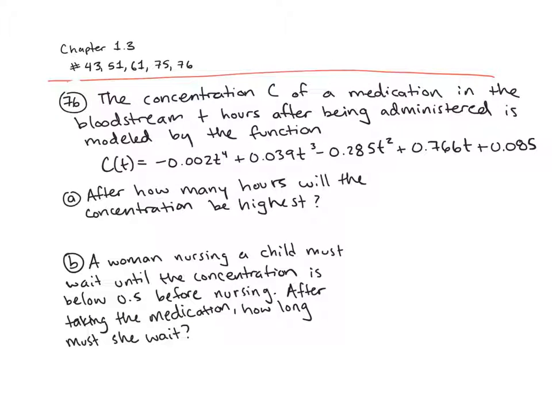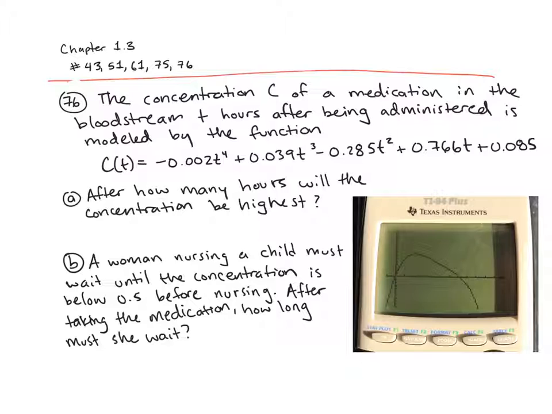All right, y'all, so here is number 76. We have another super long giant function with a word problem, this time dealing with medication in the bloodstream. So the first thing we need to do, since this is a graphing utility problem, is use our handy dandy graphing calculator to graph this. So let me do that and get a picture up here for you. Okay, so here is our graph.